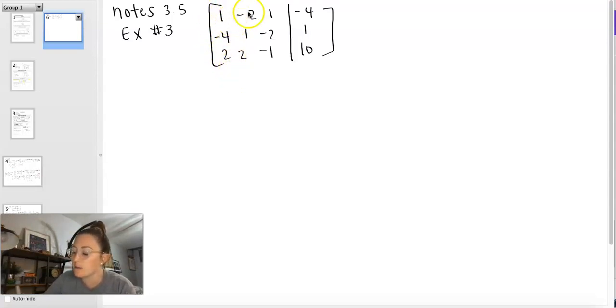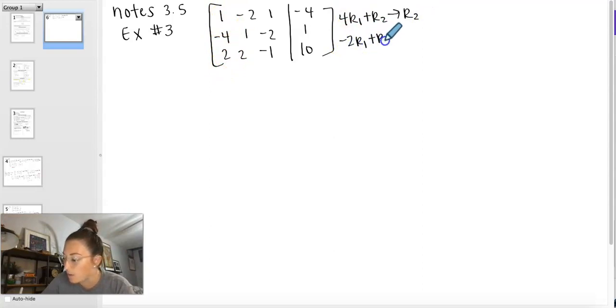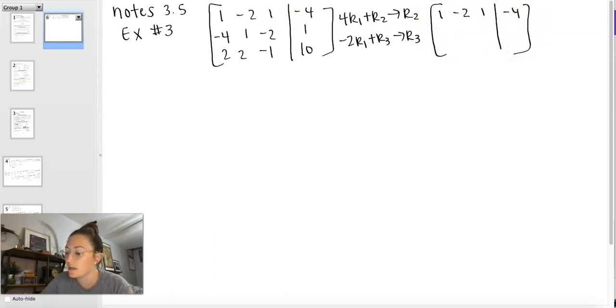So we utilize this 1 to make this all zeros. In order for me to do that, I'm going to multiply 4 times row 1, add it to row 2, and I'm replacing row 2. Okay, this guy right here, I need a negative 2, so I'm going to do negative 2 times row 1, add it to row 3, replace row 3. The only row that's not changing is row 1, so you can copy it down. And the other 2 will be changing.